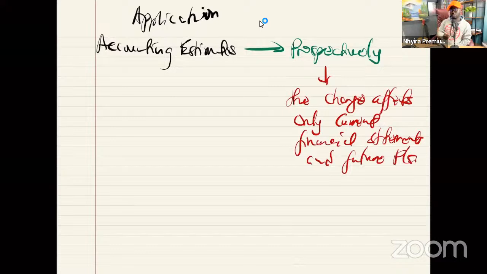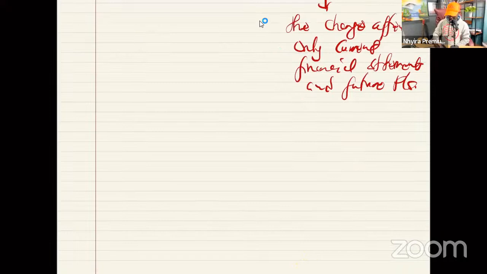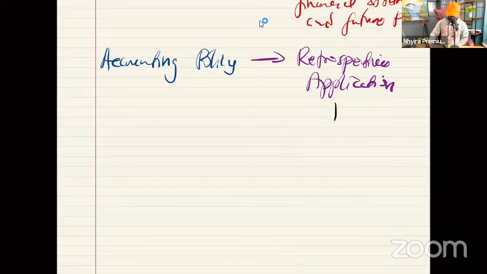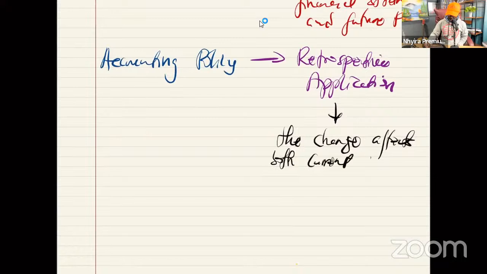But if there is a change in accounting policy, it is retrospective application. What does that mean? It means that the change affects both current and previous financial statements.